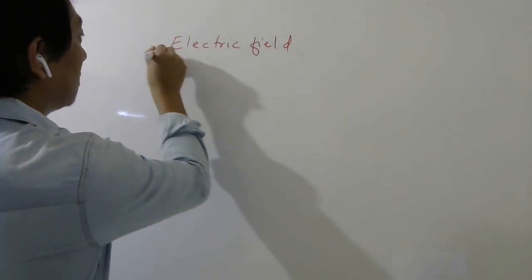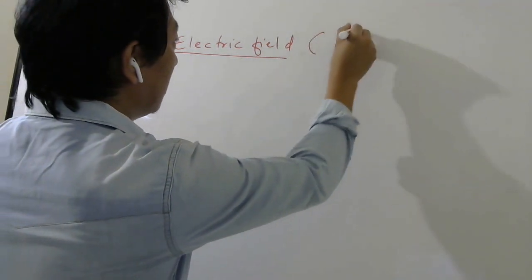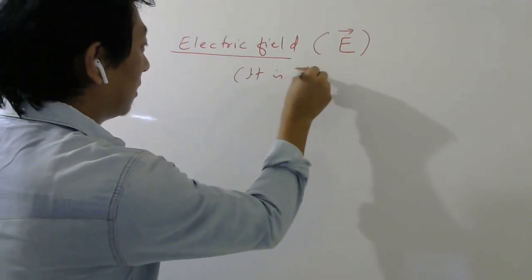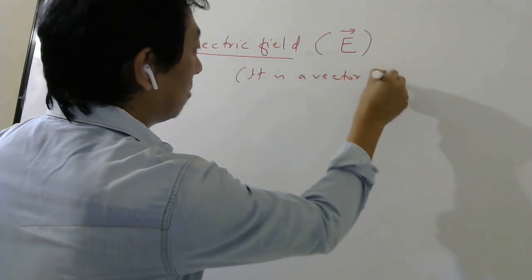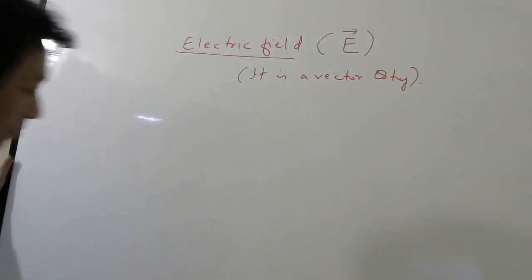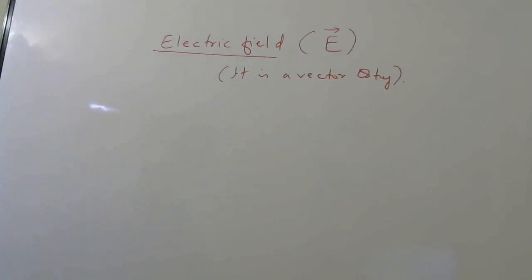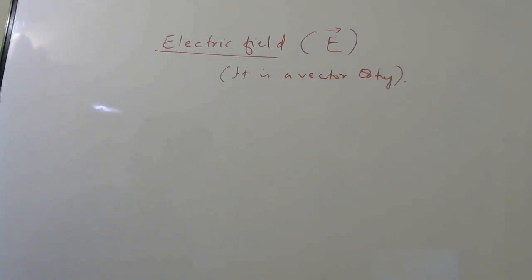First of all, the symbol we write is capital E and it is a vector. So it is a vector quantity. One mark question in second PU. Okay, fine. Now, what is electric field?